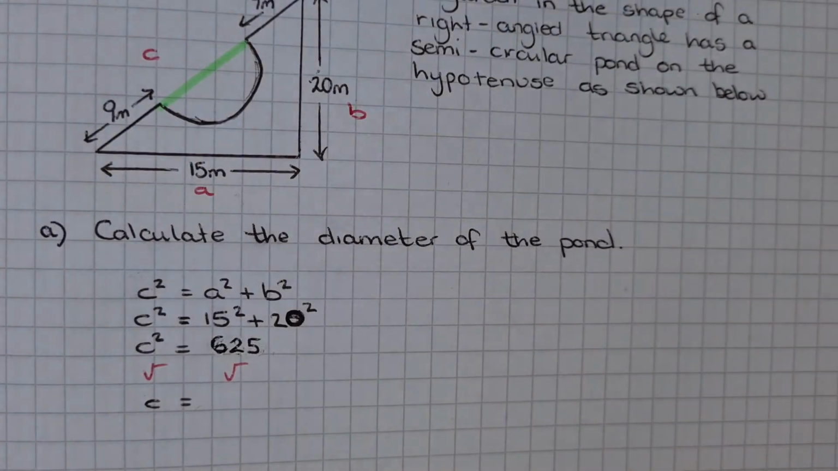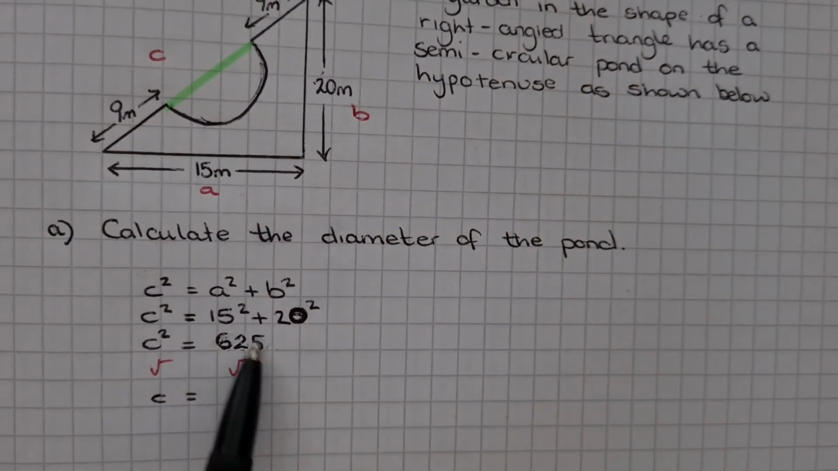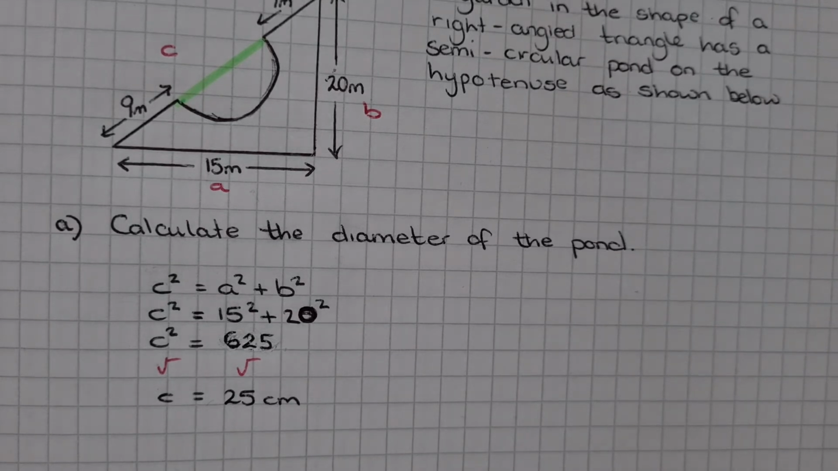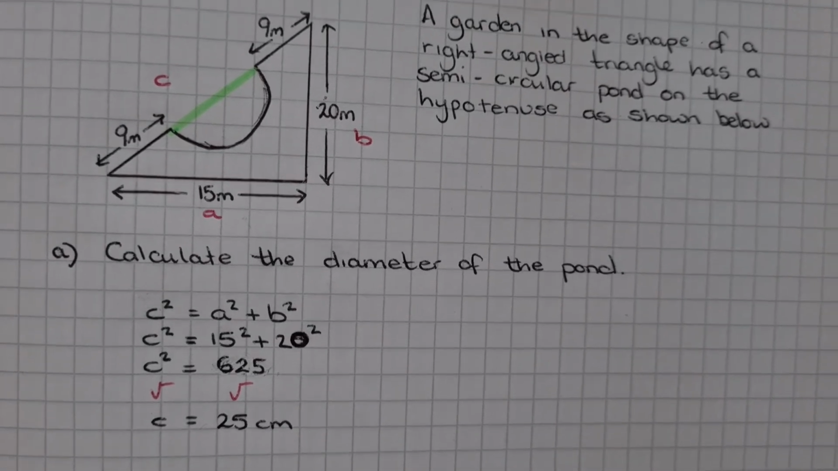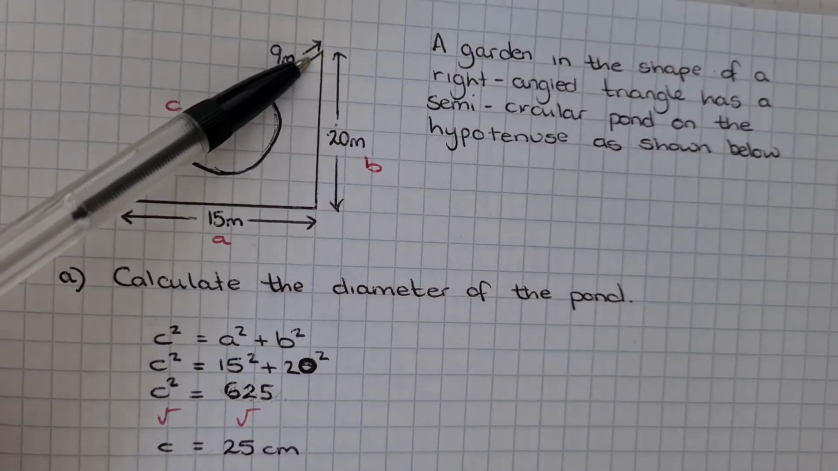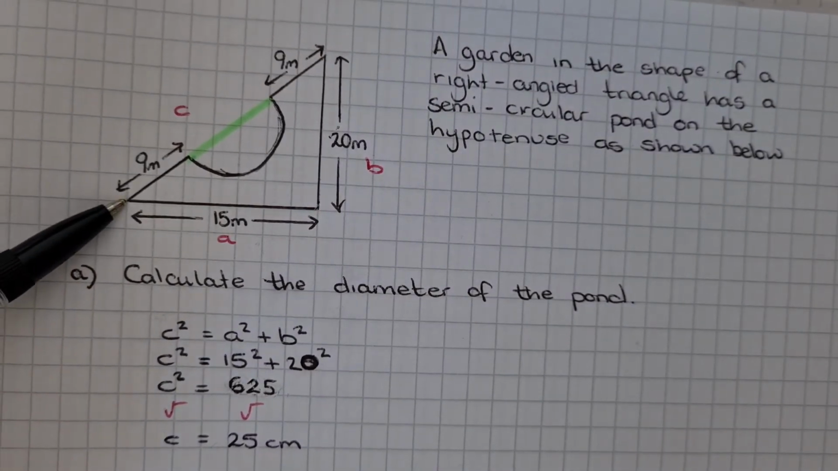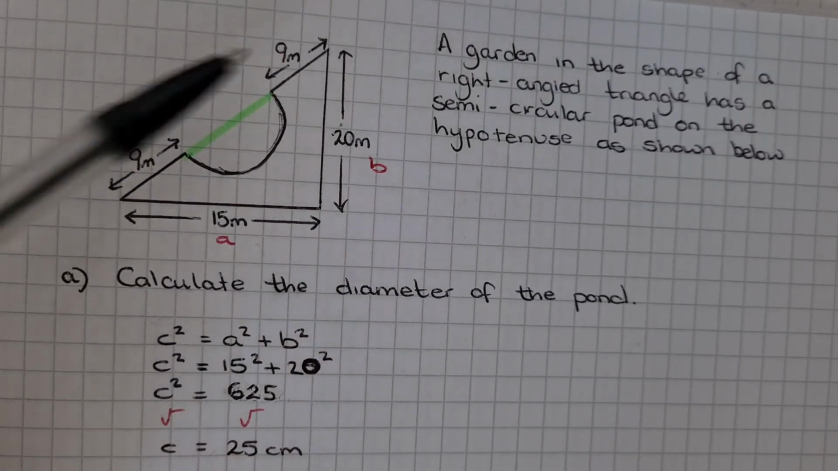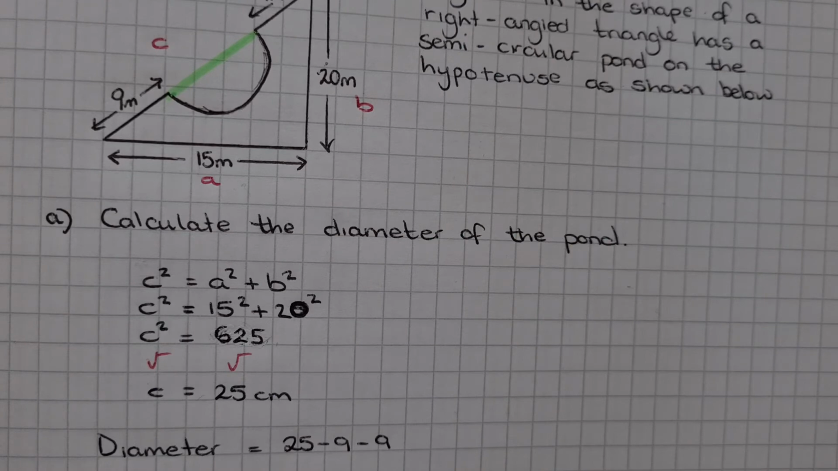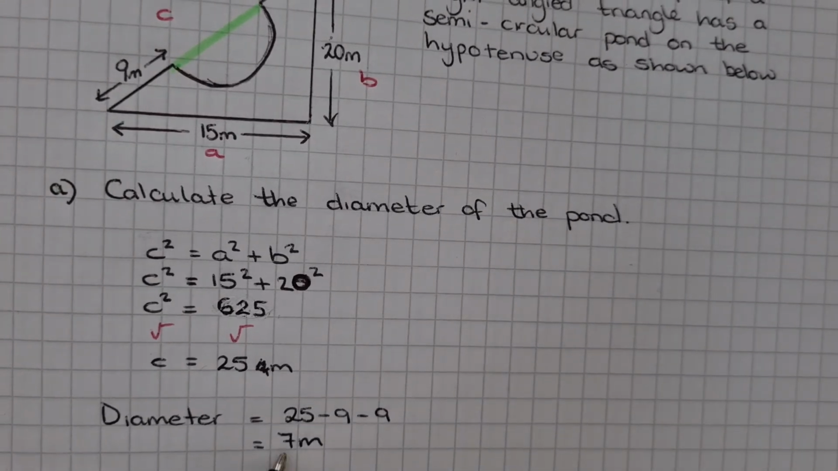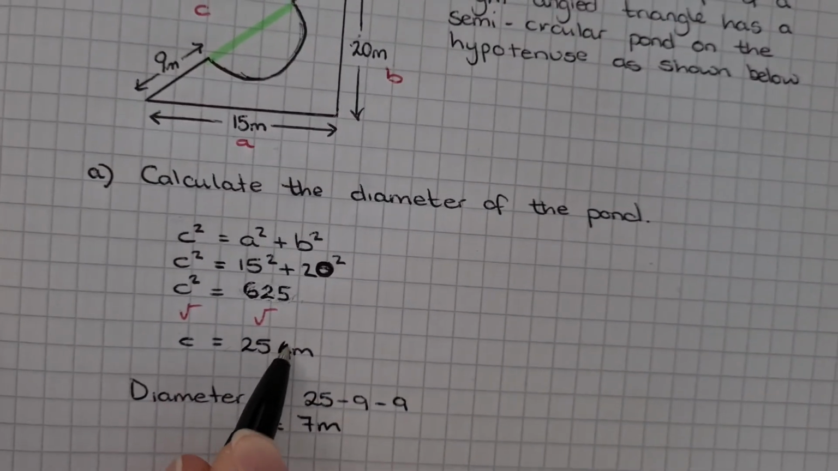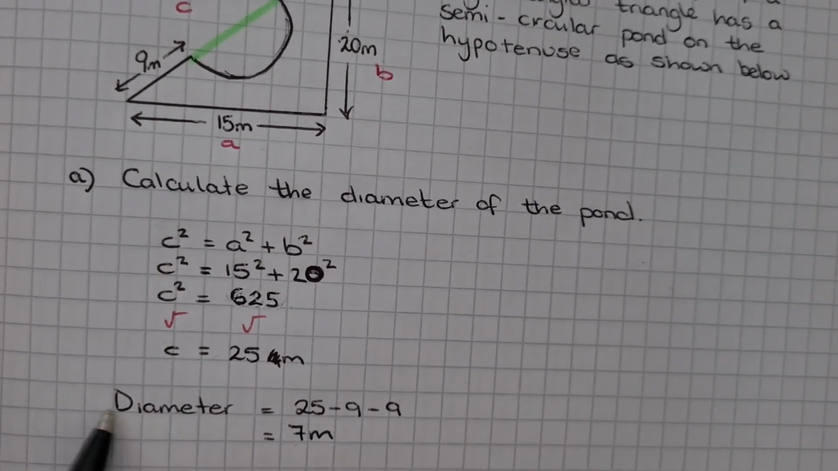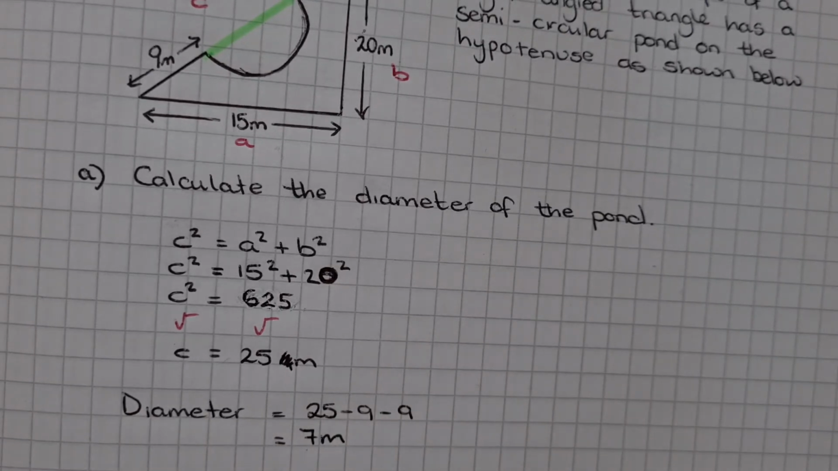I've just realised I wrote the wrong number, so I fixed it. Should have had a 20 there, and then that ends up being 625. So we're going to square root that, and we end up with 25 centimetres. So what that means is this whole side is 25 centimetres. We are trying to work out the green bit, so we are going to do 25 take away 9 take away 9, which ends up being 7 metres. And I wrote centimetres, it should have been metres. So the green line is 7 metres, which is the diameter of the semicircular pond.